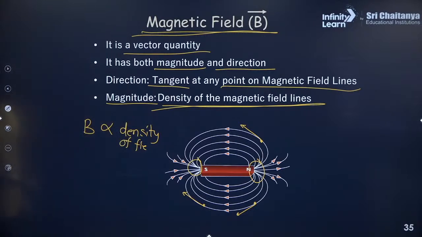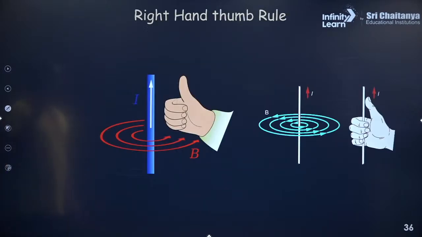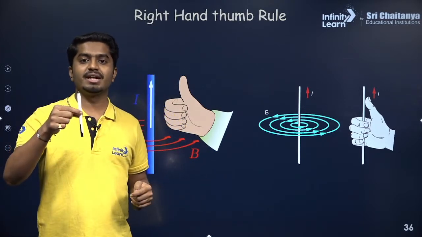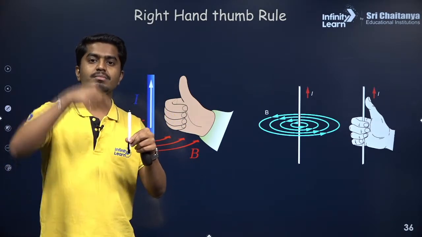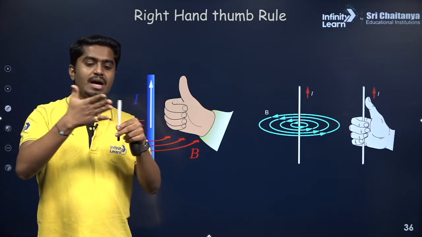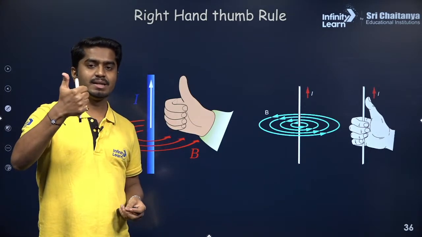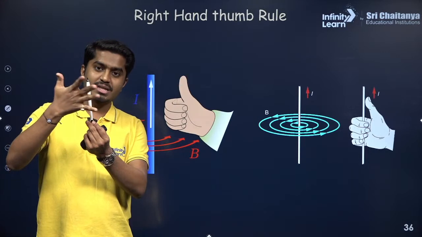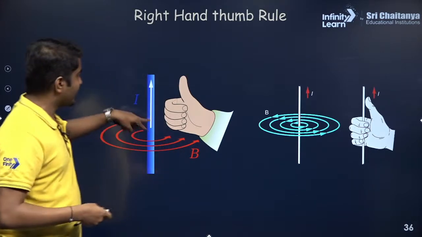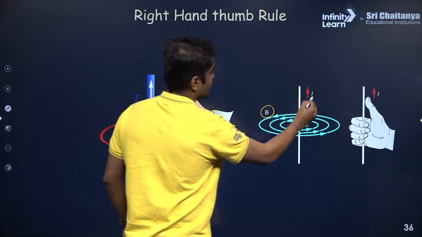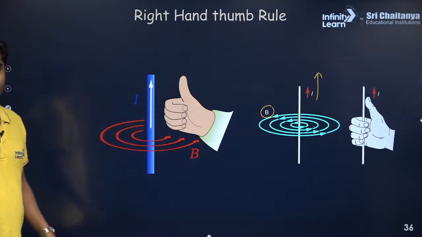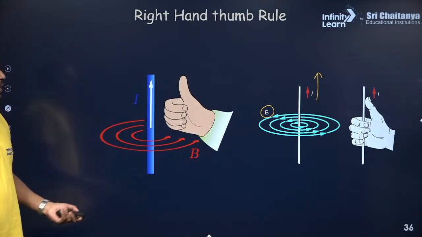Okay, now let's go to the next point, that is right hand thumb rule. What is right hand thumb rule? Imagine that this is a conductor. So current is going from bottom to top in the vertical direction. I am holding it in my right hand, so my thumb will tell the direction of current, and the fingers which are curling around will tell the direction of magnetic field. There is the I, current going up, there is a magnetic field which is curling around. Correct?